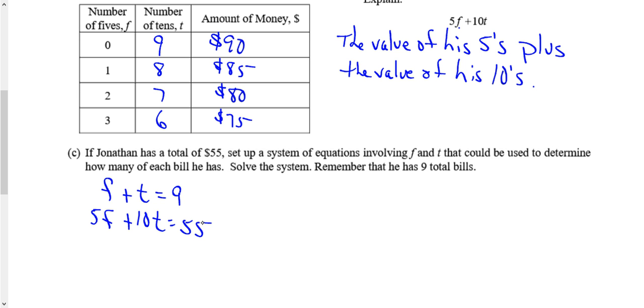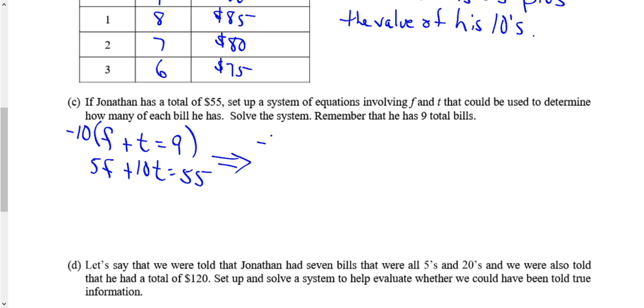So what are we going to multiply to make the T's go away in the first equation? We'll multiply the whole thing up here by negative 10, yeah? You stay with Amy. What's that give us in the top equation now? Negative 10F minus 10T equals negative 90. And we didn't touch this one, so bring it over: 5F plus 10T equals 55.